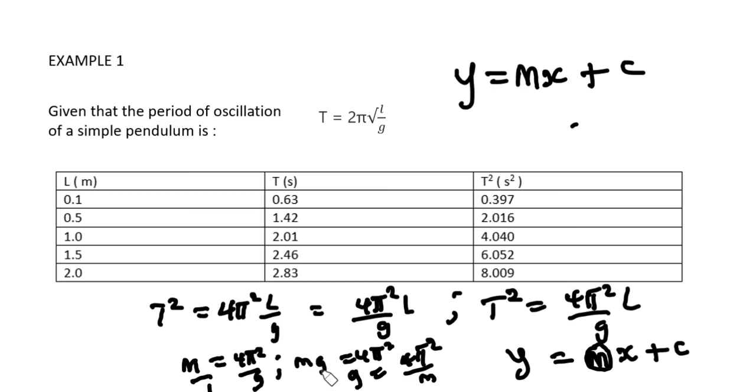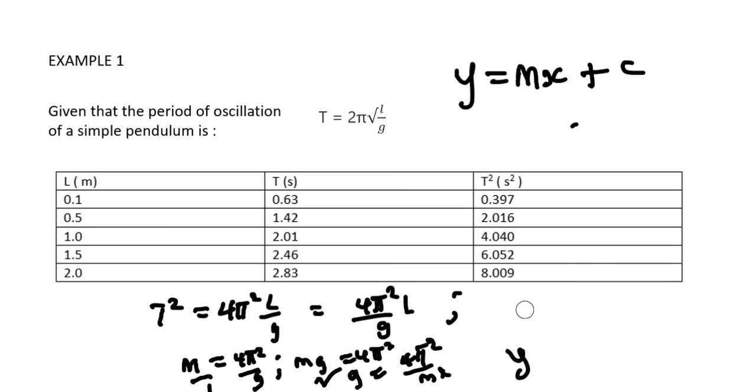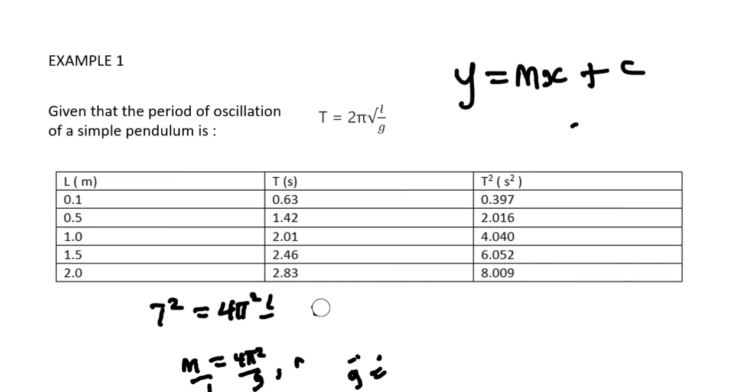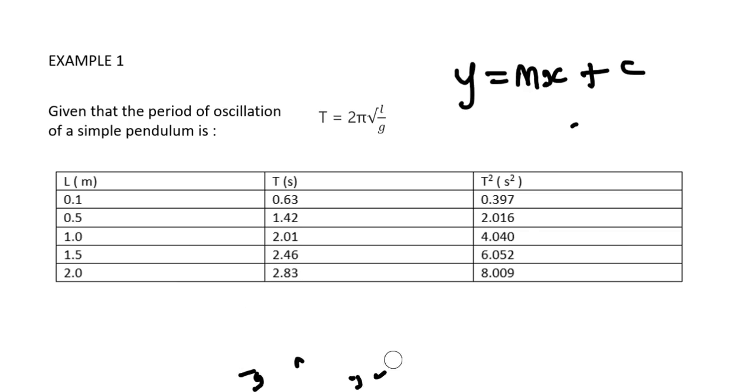You can always make g the subject of the formula and evaluate the value of g, having got the what? The slope. So this is one of the reasons why we transform equations in physics before plotting a graph. Once we linearize it, it can help us find the slope of the graph, and from the slope of the graph, we can also get other information.